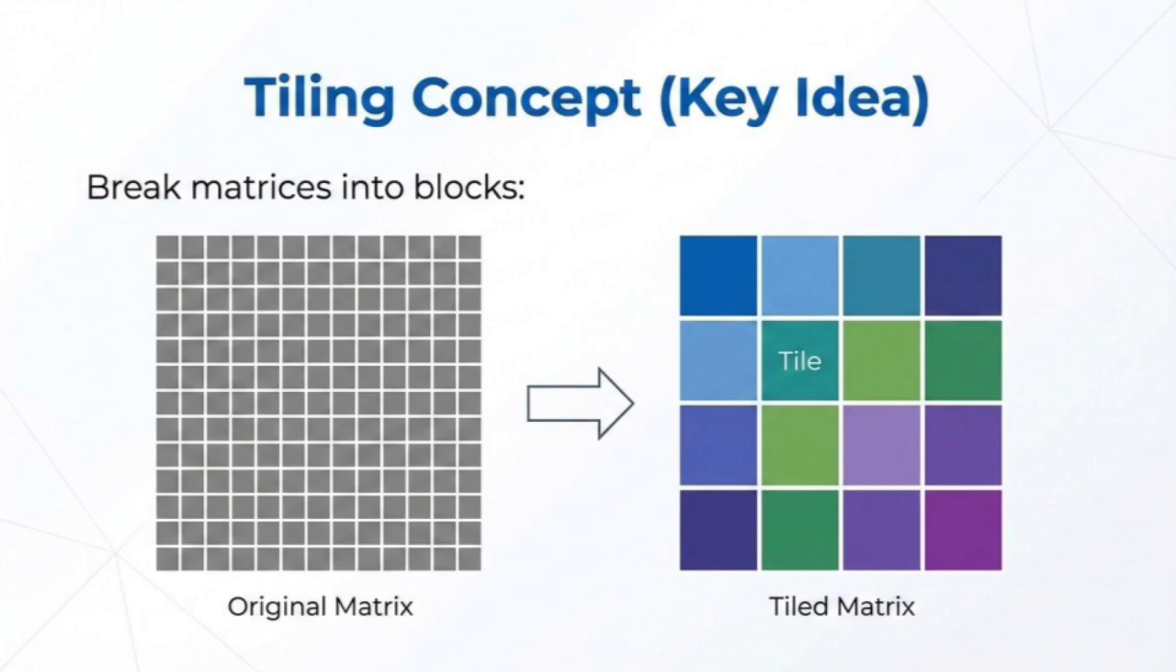We break matrices into smaller blocks called tiles. Each block maps directly to a tile. Each thread loads one element into shared memory. Now the tile sits in fast on-chip memory and doesn't have to reach out to global memory. All threads in the block can reuse it without going back to global memory.